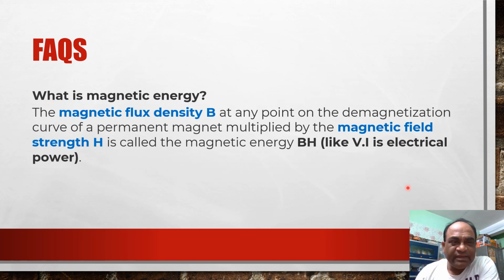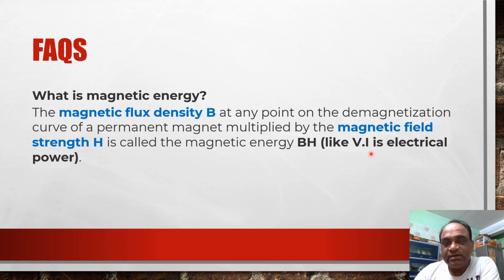And what is magnetic energy? This reversal of magnetization and demagnetization, this cyclic process, consumes energy, and that is why some amount of energy loss is associated with it. The magnetic flux B at any point on the demagnetization curve of the permanent magnet multiplied by magnetic field strength is called the magnetic energy, BH.